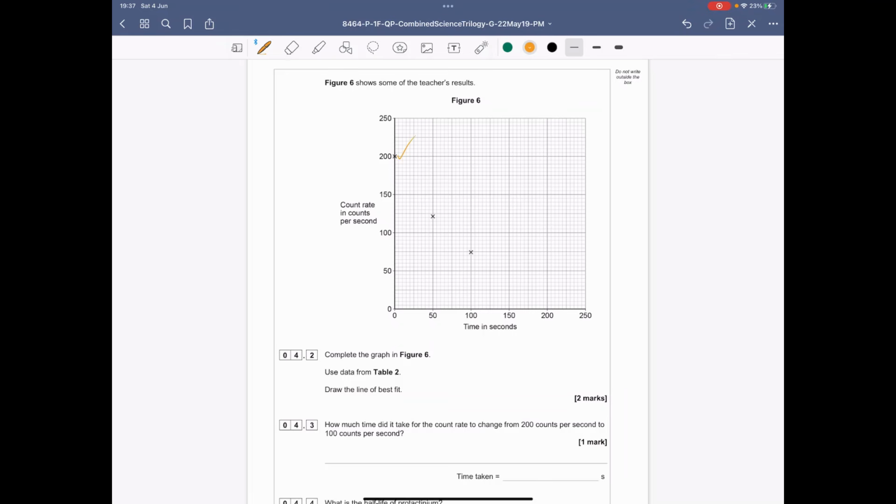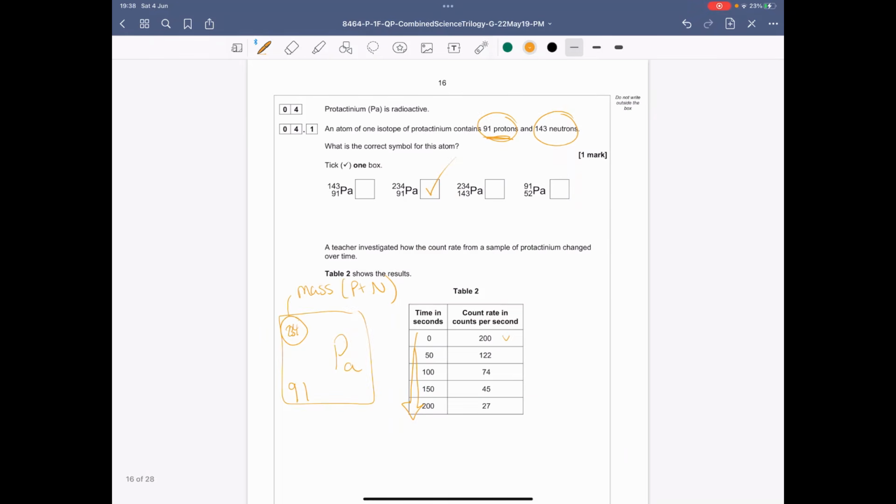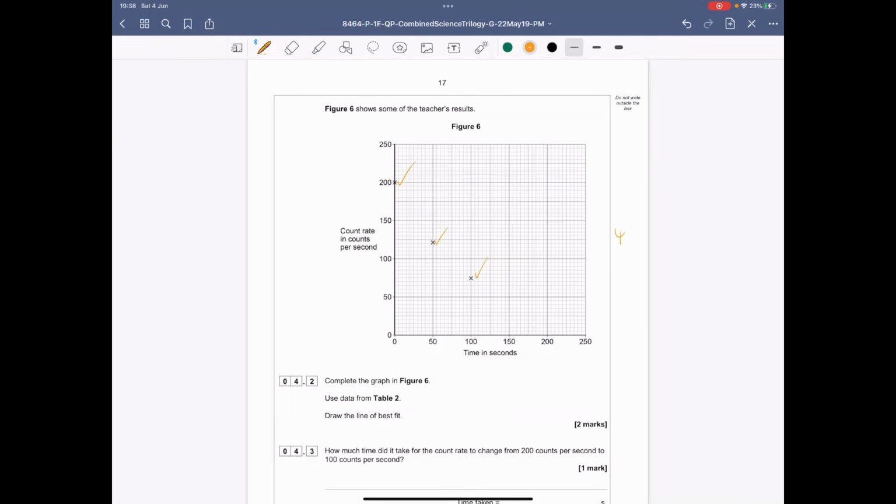So I can see they've plotted at 0, 50 and 100. So those ones are done. So I need to do 150, 200, 250. So tick off the ones that they've done. So we've got to do 150 is 45 and 200 is 27. So just make a little note to myself, 45 and 27. So 150. Now this scale, you've got 10 squares and you've got a change of 50. Therefore, each little square is representing 5. So therefore, at 150, it would just be one little square below 50.